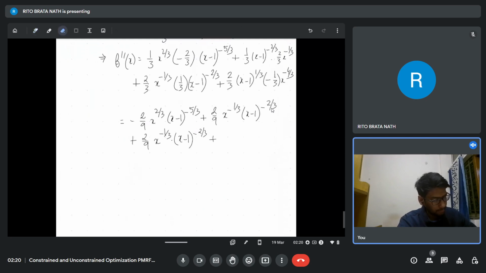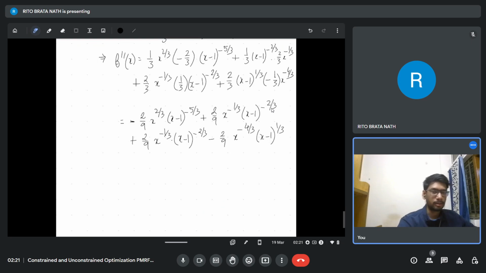And the final term will be minus 2 by 9 x to the power minus 4 by 3 (x minus 1) to the power 1 by 3. Okay, so actually you can combine those two terms and write it as 4 by 9 times those two things, but that is also fine. But now the tricky part comes in, right? So how do you approach this?